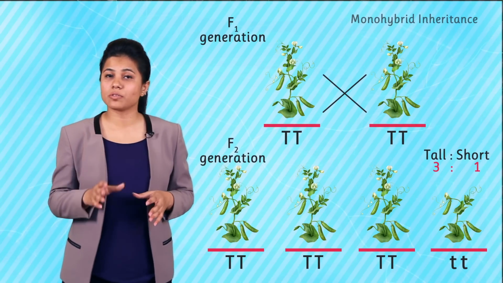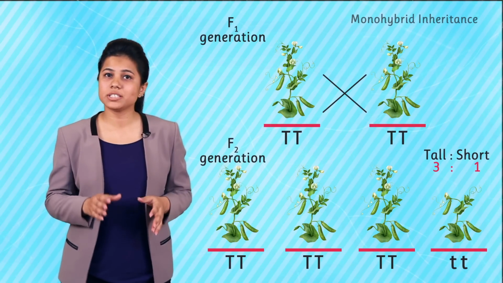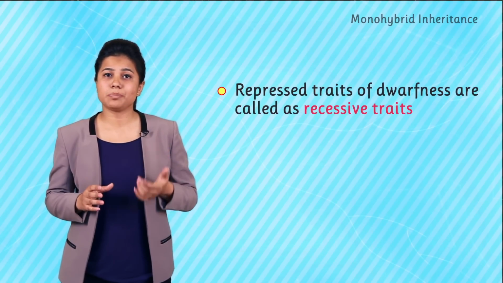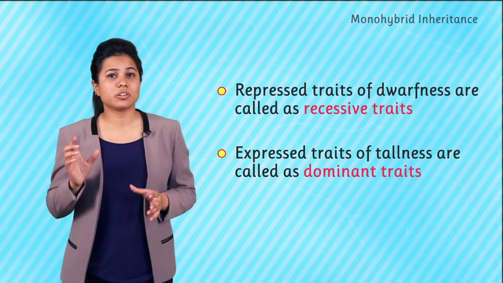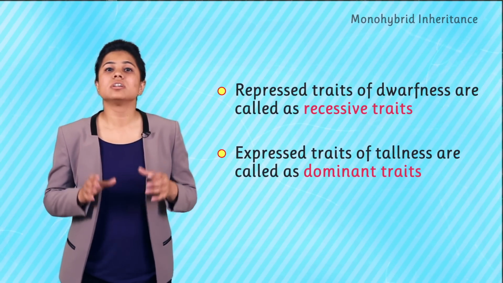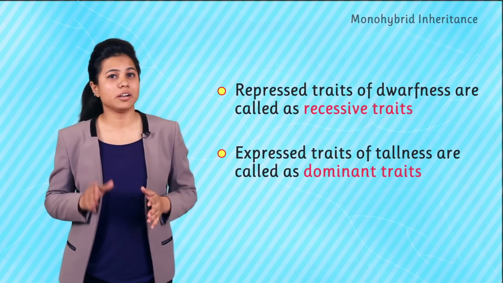This meant that the dwarfness trait was not lost from the parent but was suppressed in the F1 generation and re-emerged in the second generation. Mendel called this repressed trait of dwarfness the recessive trait and the expressed trait of tallness the dominant trait. And with this, Mendel showed that there are two types of traits, which are dominant and recessive.